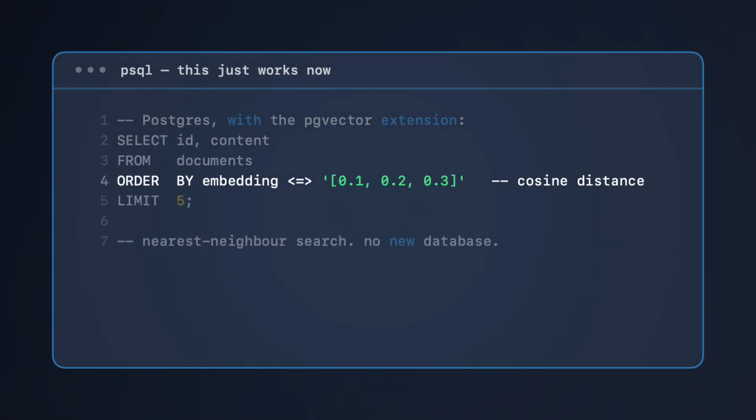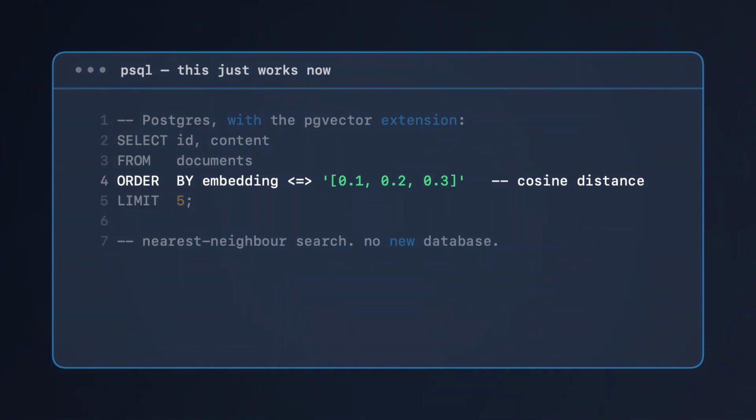When the AI boom hit, billions of dollars poured into a brand new category of infrastructure, dedicated vector databases. Pinecone, Qdrant, Milvus, Weaviate. The pitch was everywhere. Traditional relational databases simply couldn't handle the high-dimensional math that large language models need, so you had to buy something purpose-built. But a quiet counter-revolution has been happening.